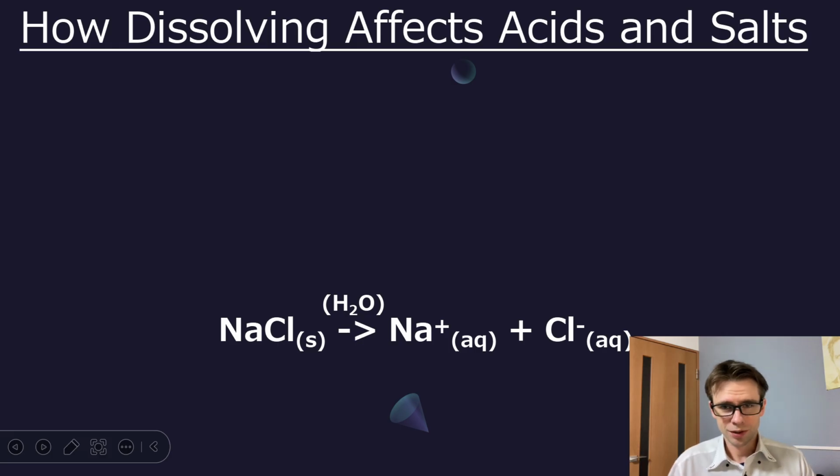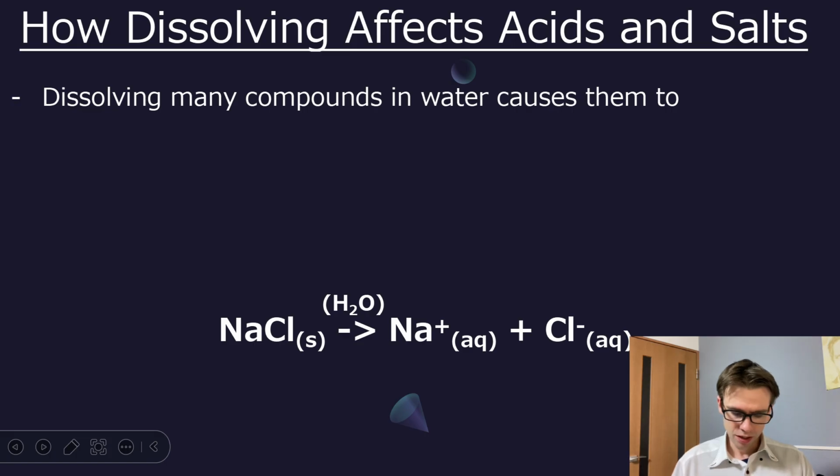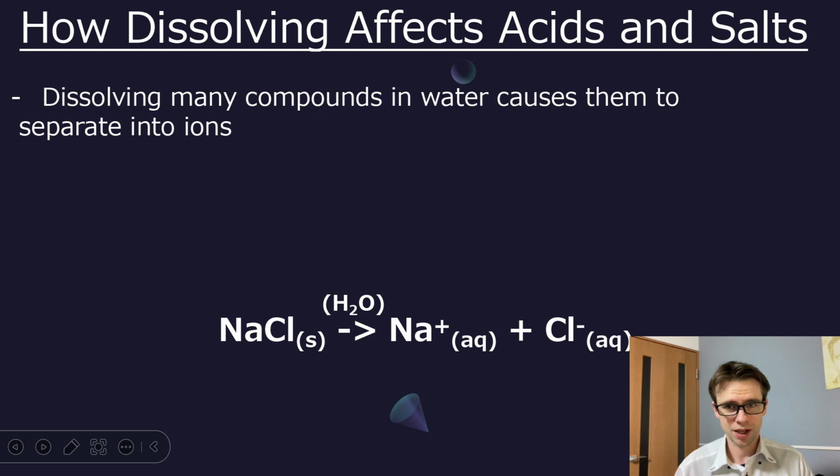We need to discuss a little bit about how dissolving affects acids and salts. We really haven't talked about what these are chemically yet in my videos, but we are talking about solutions right now, and we just have to know some things, so let's learn it now. Dissolving many compounds in water causes them to separate into ions. You guys know what ions are. It's when an atom or polyatomic group of things loses or gains electrons to become cations, positive, or anions, negative. So dissolving things in water often will separate these, especially salts and acids.